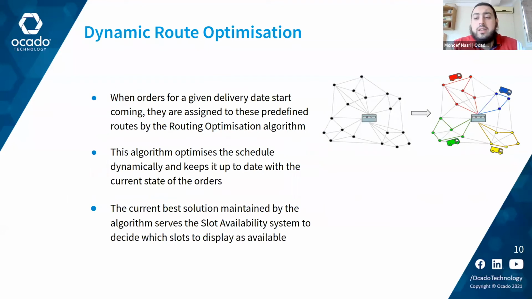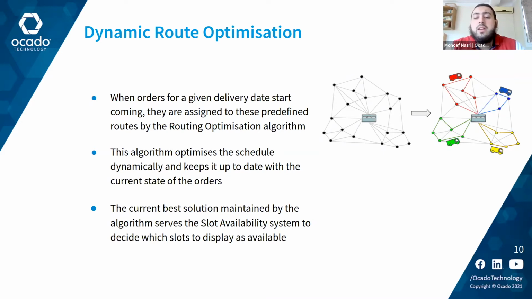And obviously, the vehicle routing problem that we solve is a dynamic vehicle routing problem. So we are solving the problem at the same time that orders are coming up. We are running the optimizer, and independently, there are customers looking for slots to place new orders. When orders arrive for a given delivery date, they are assigned to one of the routes that our optimization is currently optimizing.